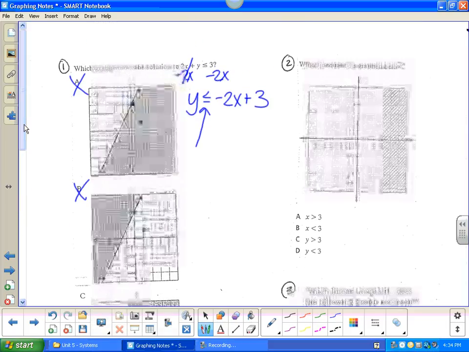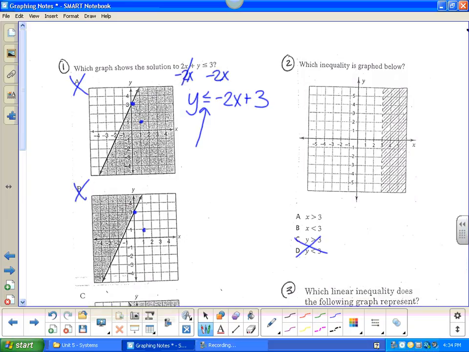Number 2, which inequality is graphed below? So this is a vertical line, so I know it's x equals, so these two are out. It's shaded to the right, which means it should be greater than. Less than would be shaded to the left.